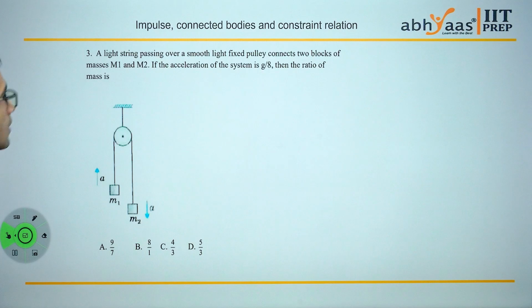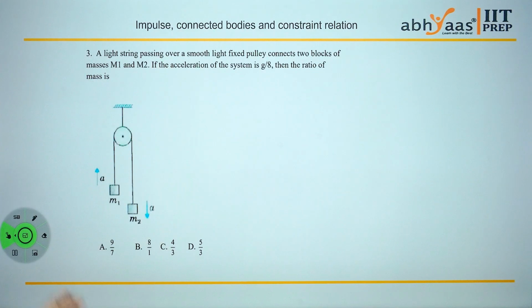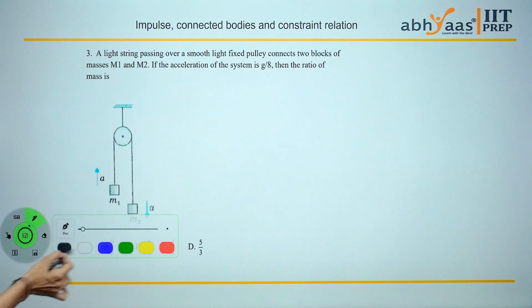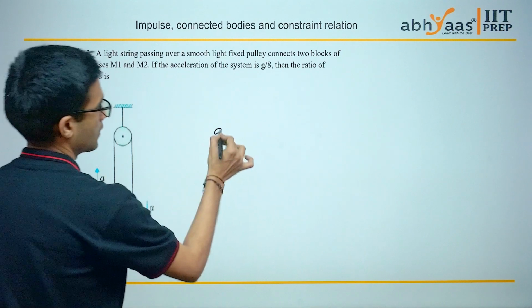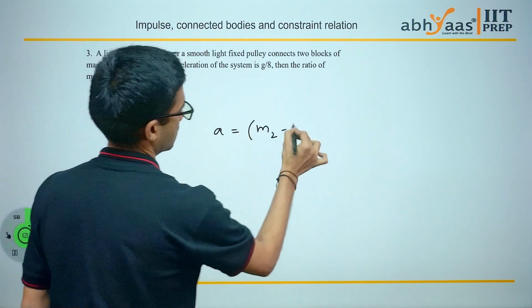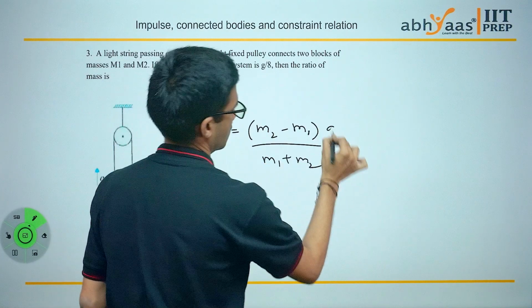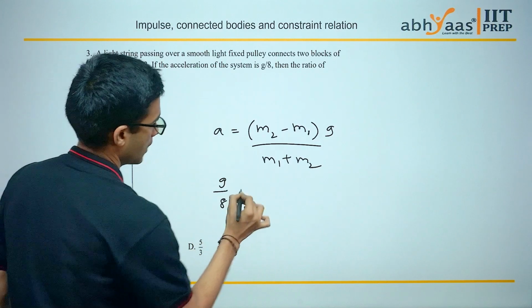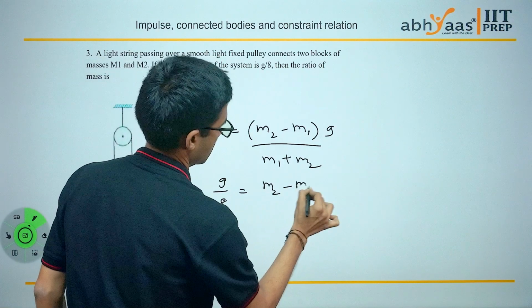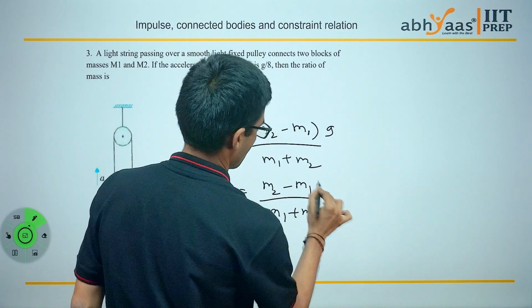Now see another question which is also based on the constraint relationship, connected bodies and impulse. Now going to the another question. Here what happened? So it's very simple. M2 is going down. So what is the formula for this? A is equal to M2 minus M1 by M1 plus M2 into G. But what is the acceleration of the system he has given? G by 8. G by 8 is equal to M2 minus M1 by M1 plus M2 into G.